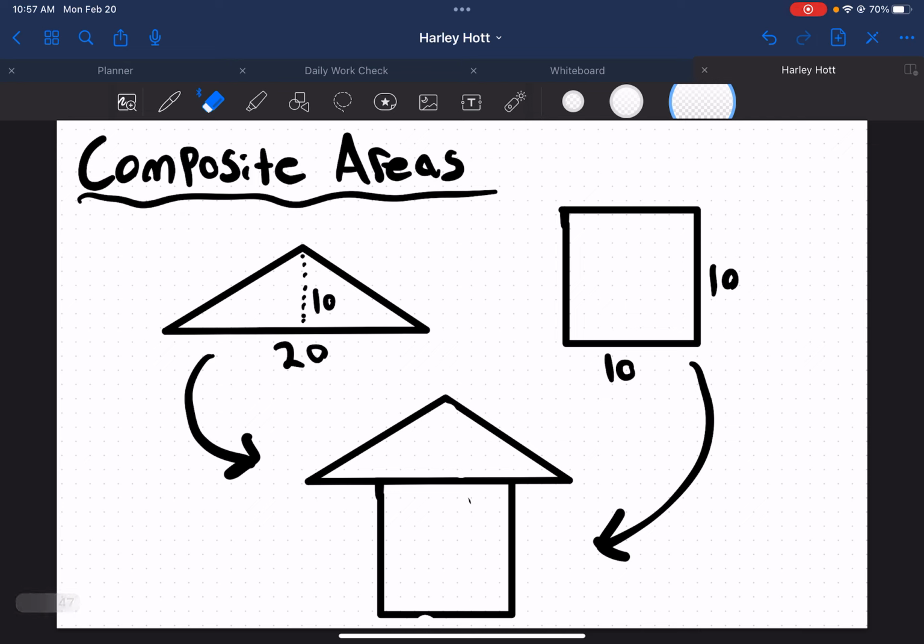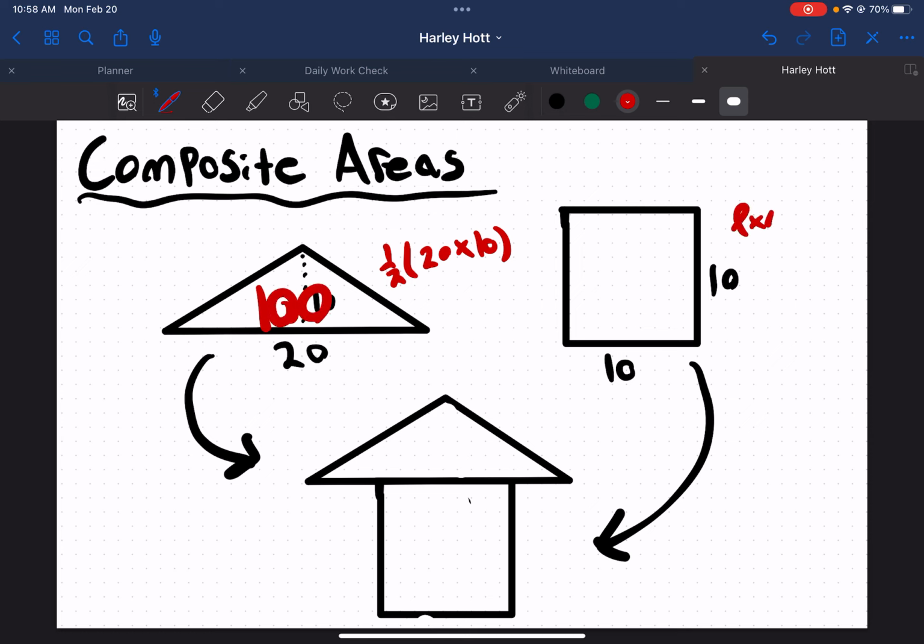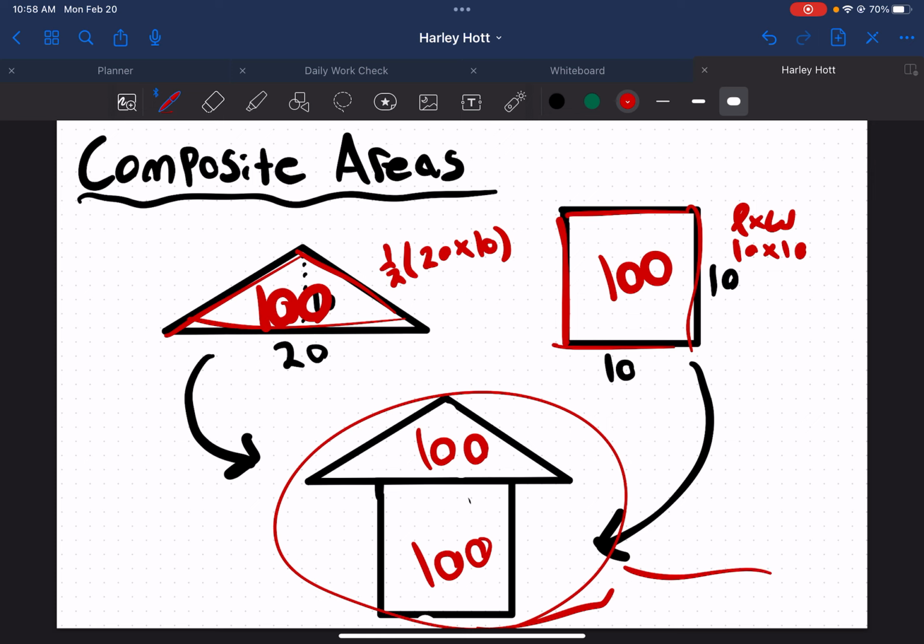Okay, now, next subject is composite areas. We can take two shapes. We have a triangle and a square. We can find the area of each, right? This is going to be 1/2 of 20 times 10, which is 100. So this area is 100, and then this is just going to be length times width, which is 10 times 10, which is 100 as well. So if the square has an area of 100 and the triangle has an area of 100, well, together we have 100 and 100. The area of this shape has to be 200, the combined area, right?